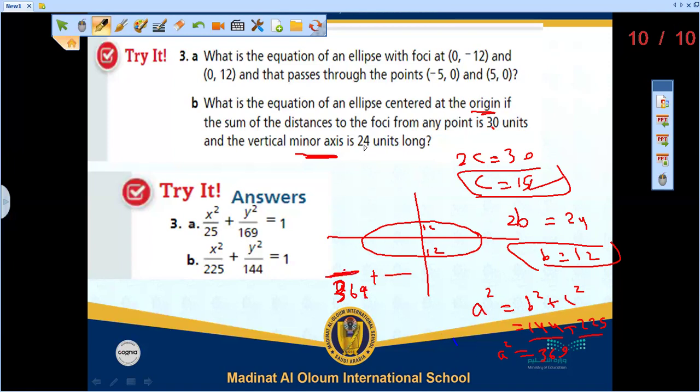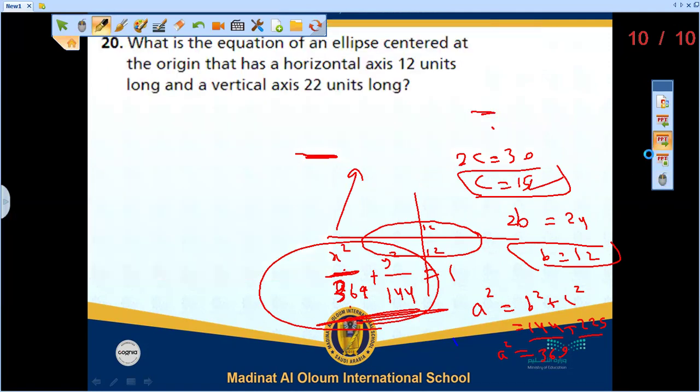And he said 144. Okay, this one x squared over 369 plus y squared over 144, which is equal to 1. Okay, guys, this is for number B. Let's proceed.